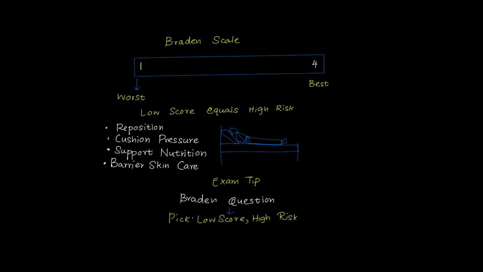Here's an exam tip for you. On Braden questions, map low number to high risk. Quick recall hook, low score, low safety.